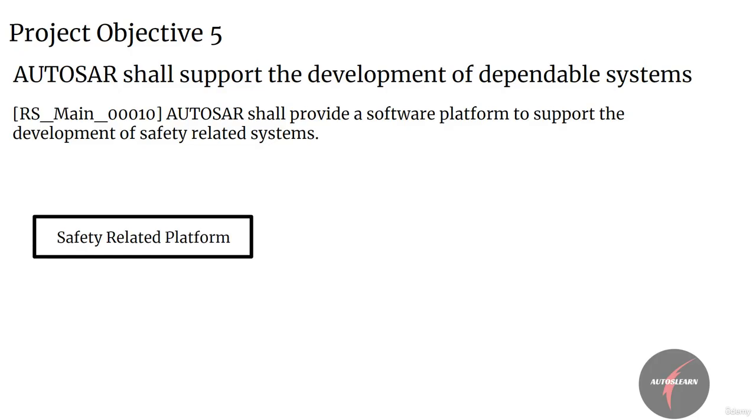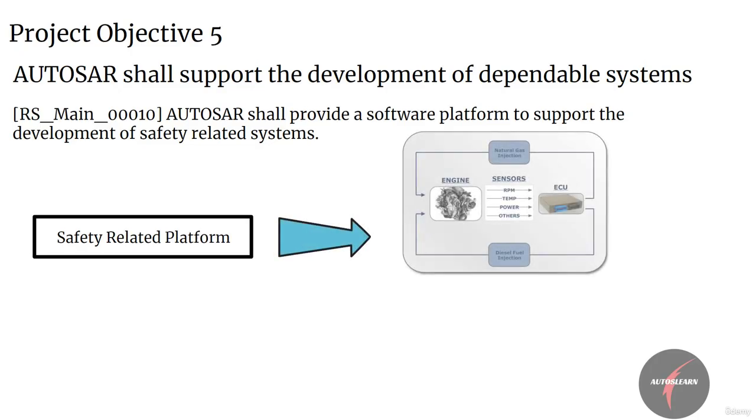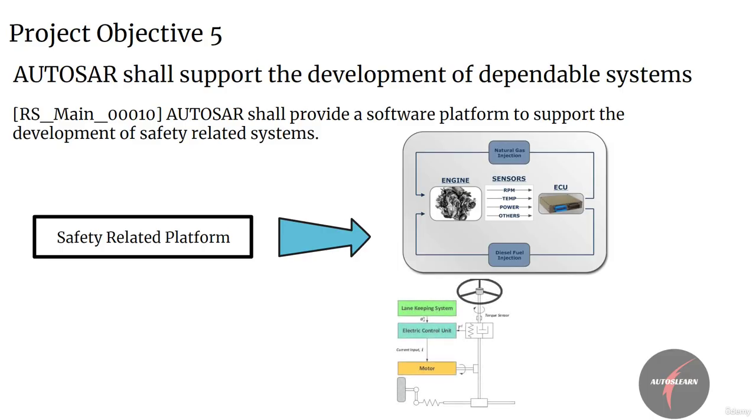Safety related software platforms are needed for safety relevant ECUs like diesel engine control units and electronic power steering systems. However, it cannot ensure the safety of systems. This is to be ensured at the system level. What we are looking into is more on the software level, not at the system level.